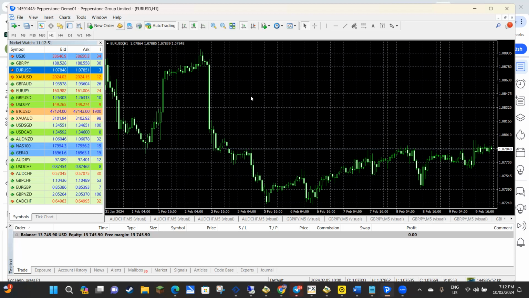But first of all, what you need to do before you've got any chance of placing a trade is you need to have a trading account with a broker. Now, there are a lot of different brokers out there, so I won't get into which ones you should or shouldn't use. And it will also depend on where you are in the world as to which one you want to use.